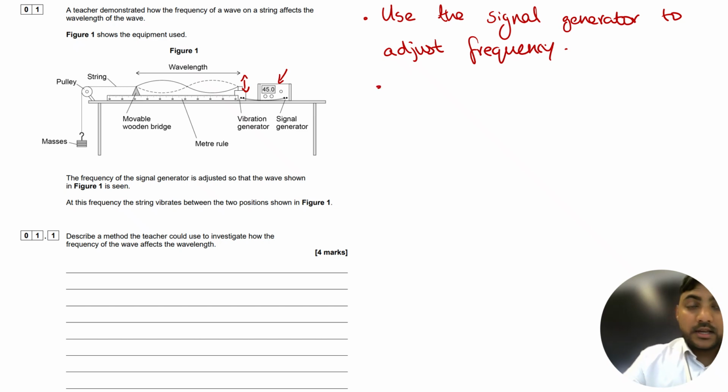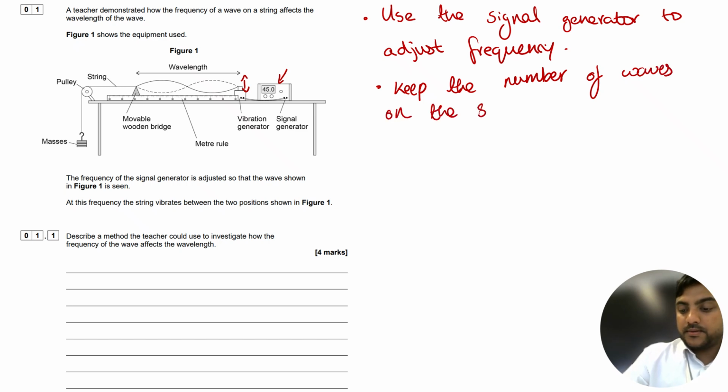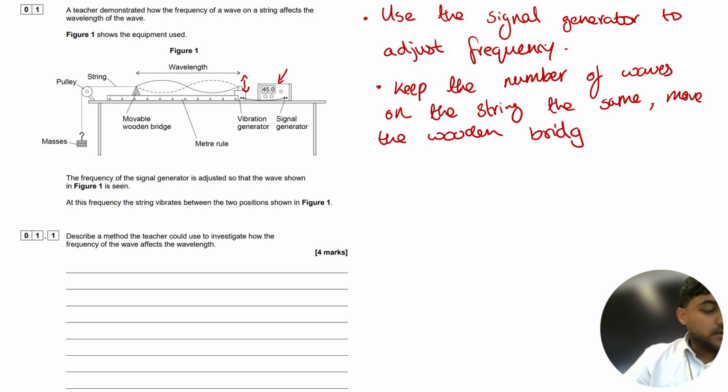You can keep the number of waves on the string the same. How do you do that? Move the wooden bridge. You observe a stationary wave.